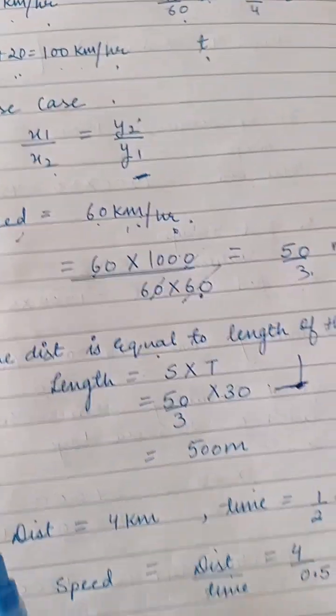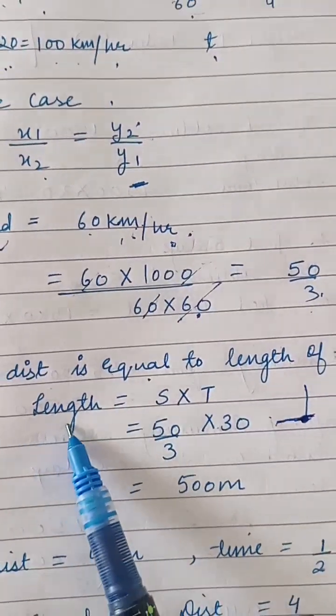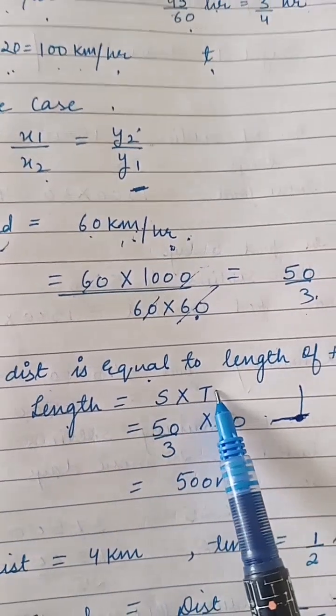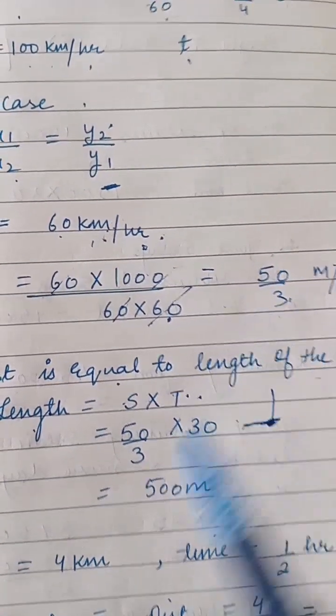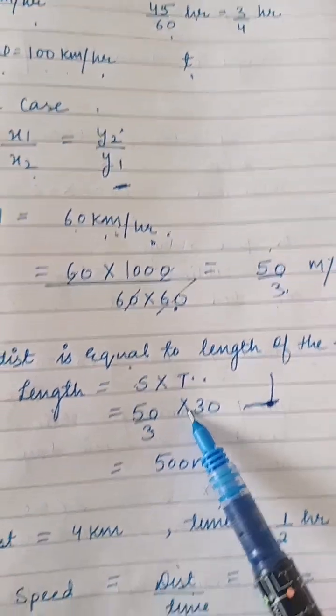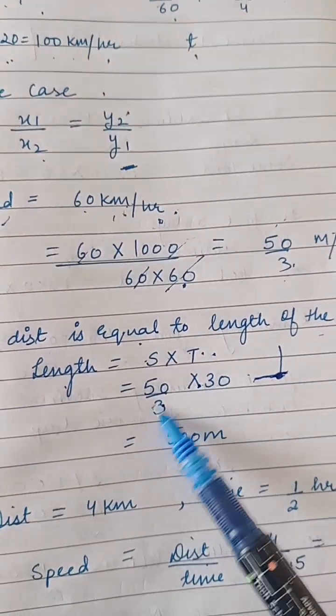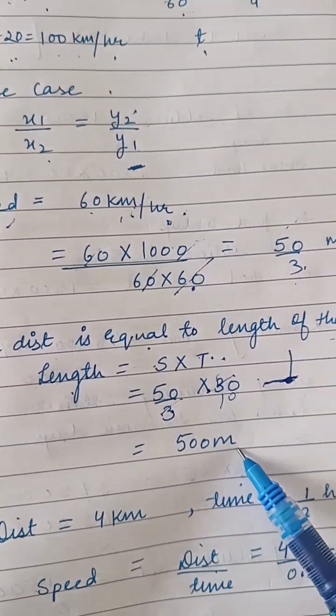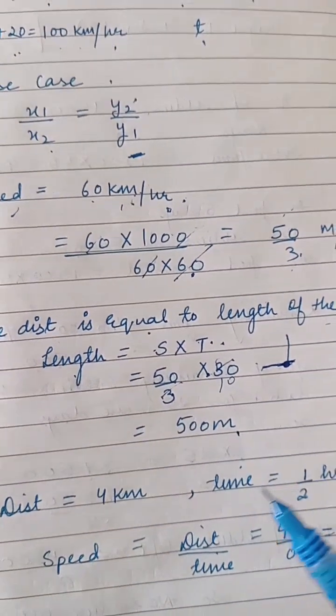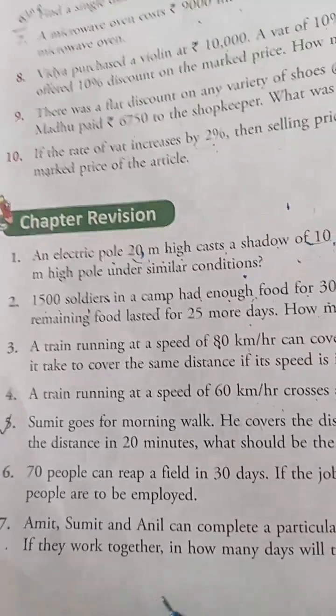So length is equal to speed into time, or distance equals speed into time. What is the speed? 50 upon 3. Time is, they have given 30 seconds, so I have taken that. Cancel them out. This will be 500 meters. How much is it? 500 meters.